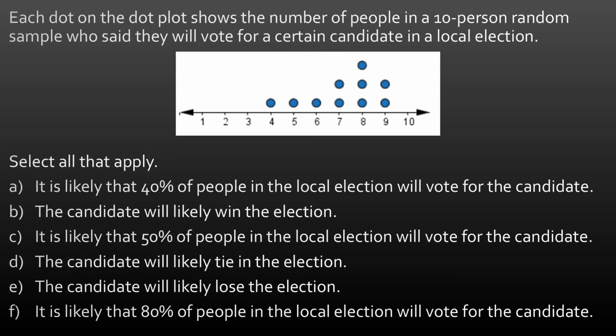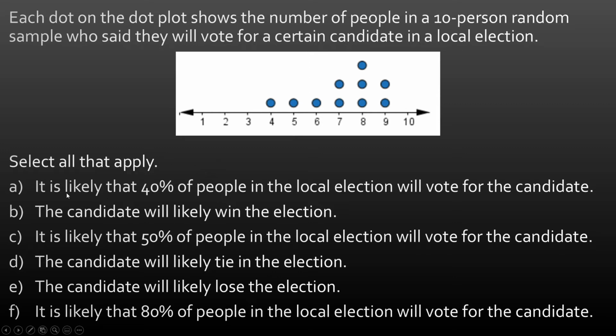Oh, hold on, wait 1 second. I see what I did here. Okay, let's reread this top part because it might make a bit more sense. Each dot on the dot plot shows the number of people in a 10-person random sample who said they will vote for a certain candidate in the local election. So each one of these dots represents 10 people.